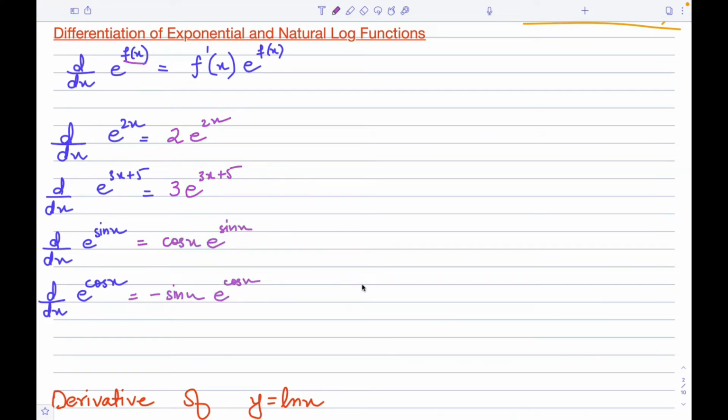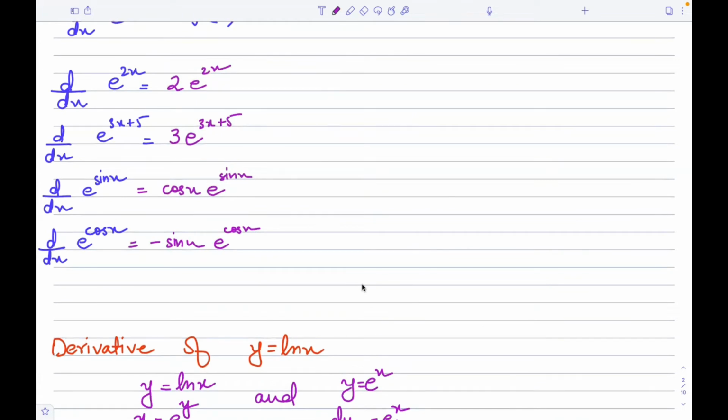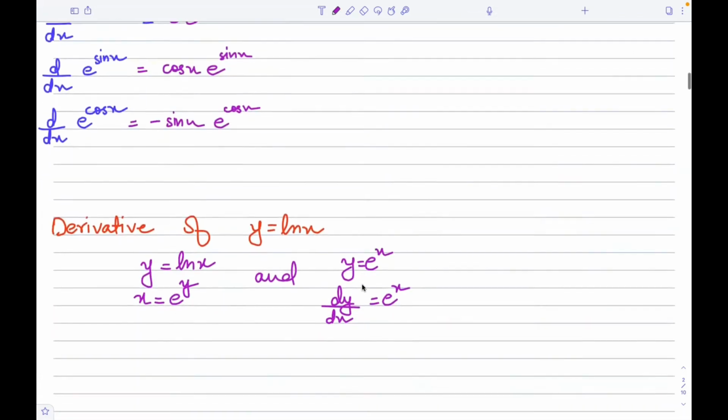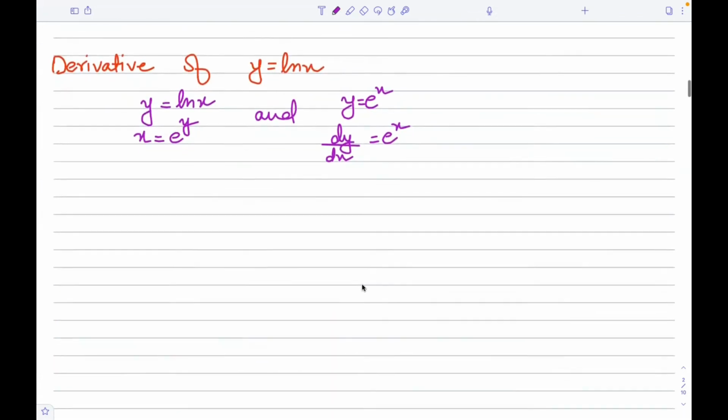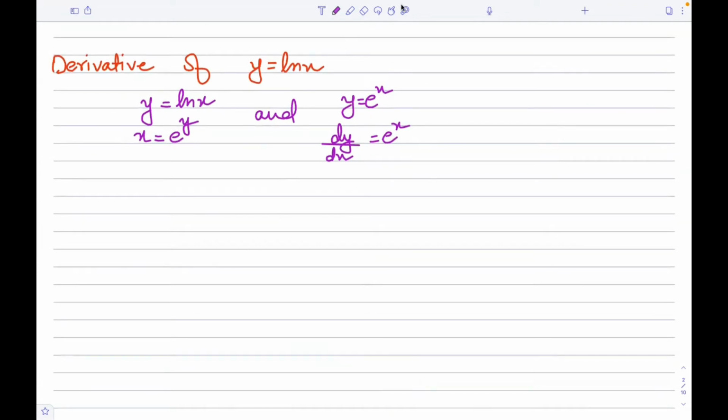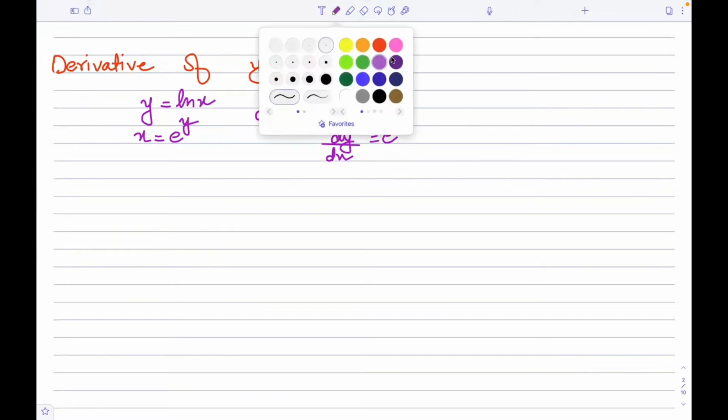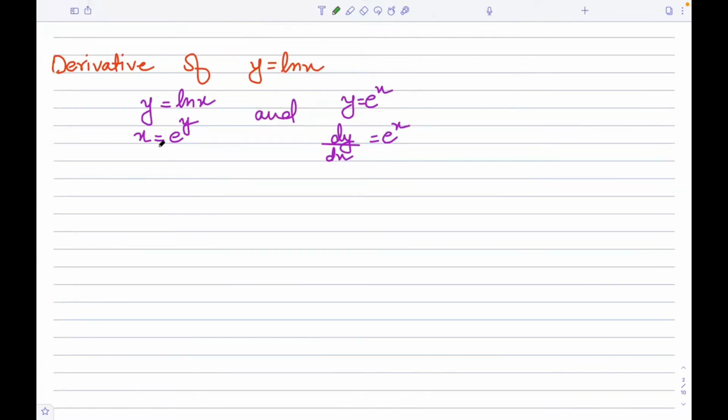Now let's move on to the derivative of the natural log function. Let's say we have y equals ln x and we have to find the derivative of this. What we have to understand is that when we were doing logarithms, we learned that y equals ln x can be written as x equals e to the power y. And we learned just now that the derivative of e power x remains e power x, because the derivative of x is 1.